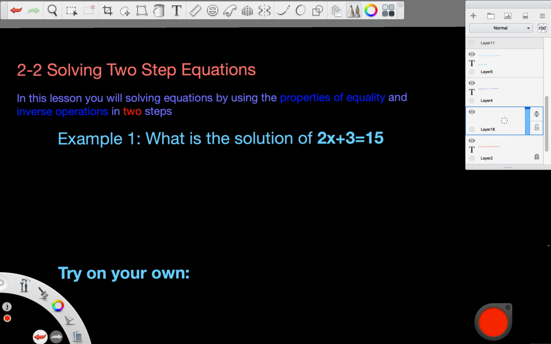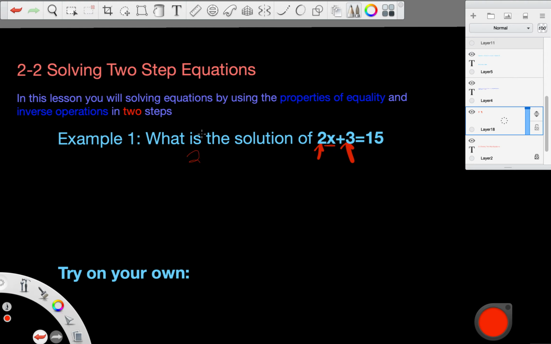So here we go. What is the solution of 2x plus 3 equals 15? As you can see, our x is on the left-hand side, right? It's actually attached to this 2, and then we have a plus 3. So there's two things that we need to move. We need to move this 2, and we need to move this 3 to get that x alone. Now, the way that I like to think about it is we want to move the thing that's furthest from the x first, which is going to be the 3, because the 2 is right next to it.